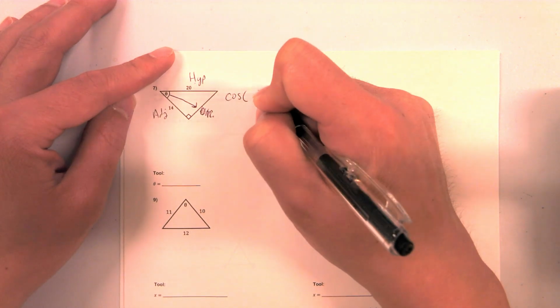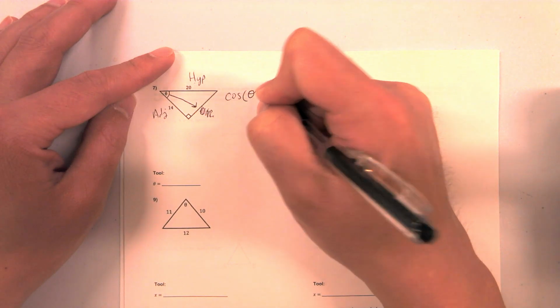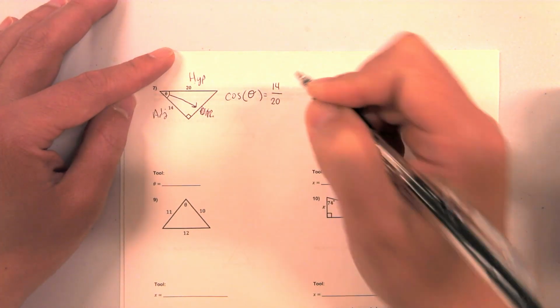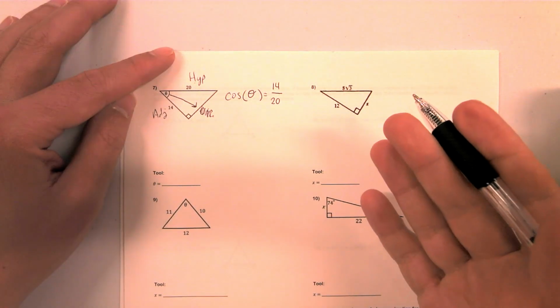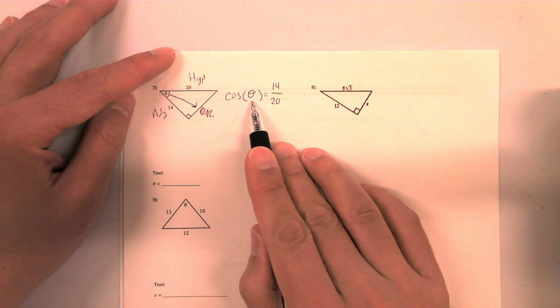Set up your equation. Angle always goes inside the trig function. Adjacent over hypotenuse. And finally, you solve. I don't need to cross multiply or divide by anything here. I'm trying to solve for theta.